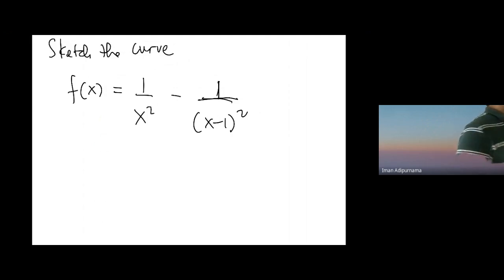Okay, first, if you look at the function, we have 1 over x squared, and then negative 1 over (x minus 1) squared. From the bottom part of the function, we see that x is not equal to 0, right? It should not be equal to 0 for the domain, and x also is not equal to 1, okay? Because it would be undefined if we have 1 and 0.